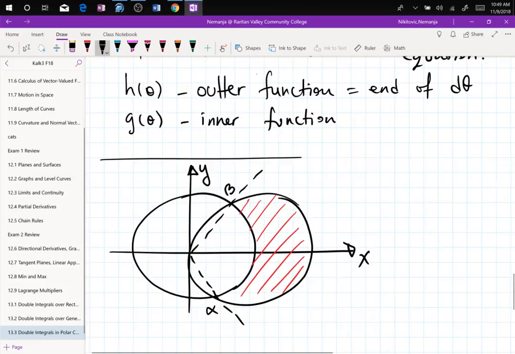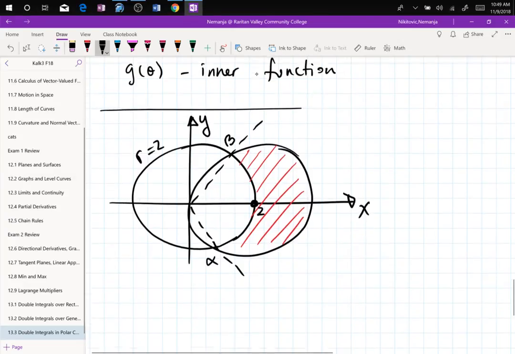The equation on the inner one is r equals 2. A circle centered at the origin is always r equals constant. You must know that from Calc 2 and pre-Calc 2. The circle centered at the origin is r equals 2. The circle that is shifted, whose center is at 2, has a 4 cosine theta equation.